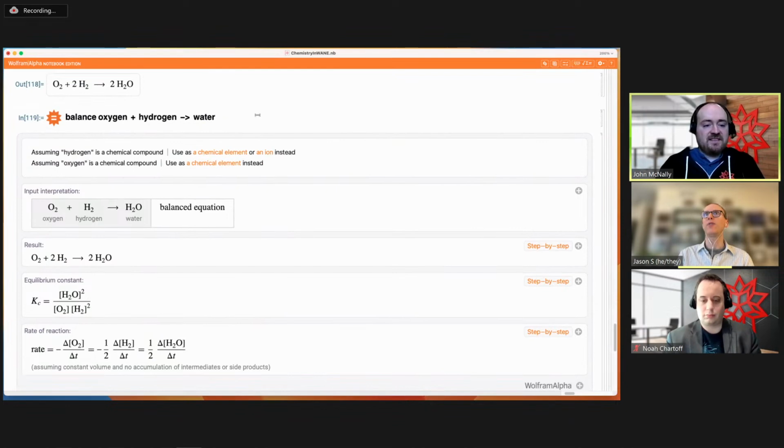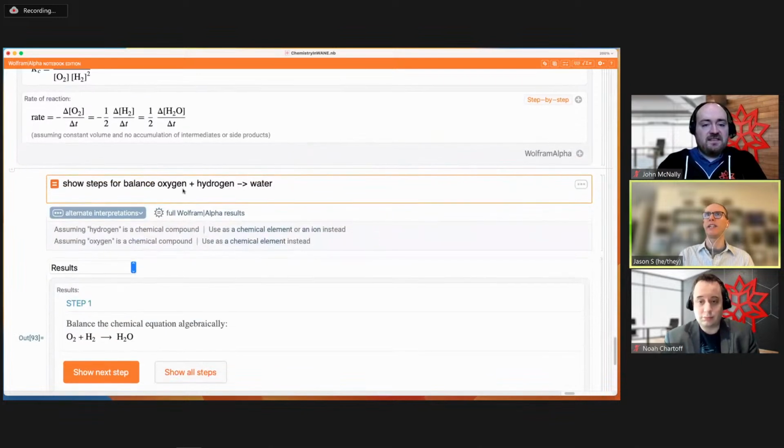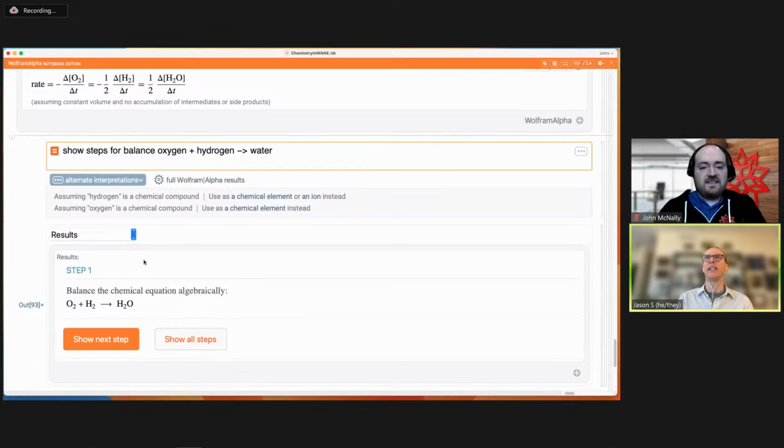If you have shown the full Alpha Pod, you can click on the step-by-step button to get step-by-steps. But if you are still just working in a cell in a Wolfram notebook, you can do show steps again. I said show steps for balance this reaction. And what we'll get, again, is our steps. But I wanted to point out that here we get a drop-down menu. And we get results for not only our balancing request, but it does give us the equilibrium constants and the rate of reaction. And you might think, well, why are these showing up?